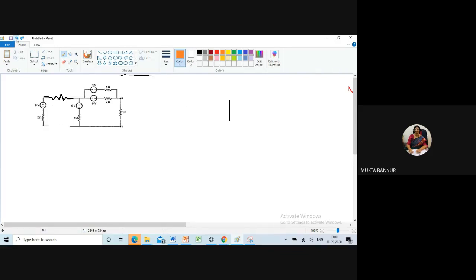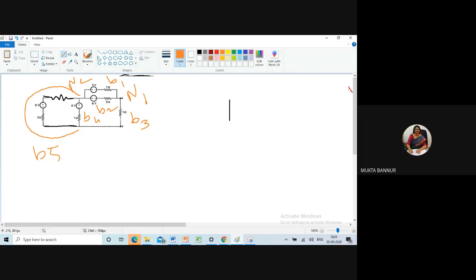Let me know how many branches are there. See here, this is B1. Since this branch is connected between N2 and N1, this is B1, B2, and I'll be assigning this as B3. This is B4. What about this one? B5. How many branches are there in the circuit?